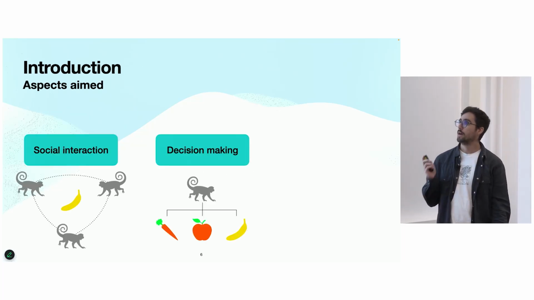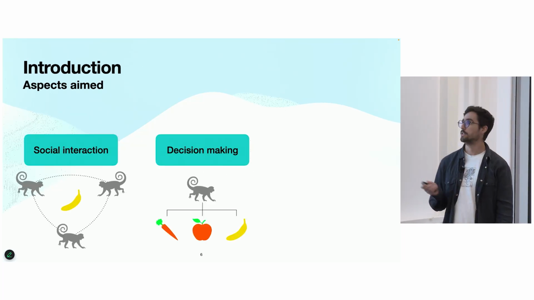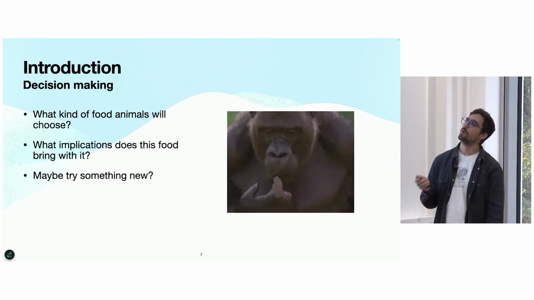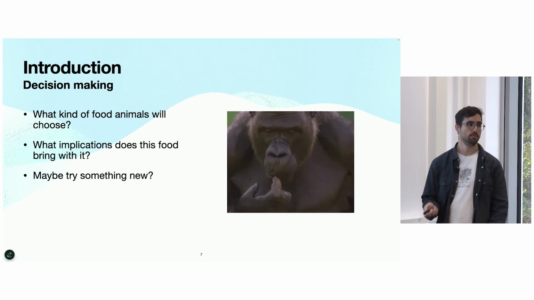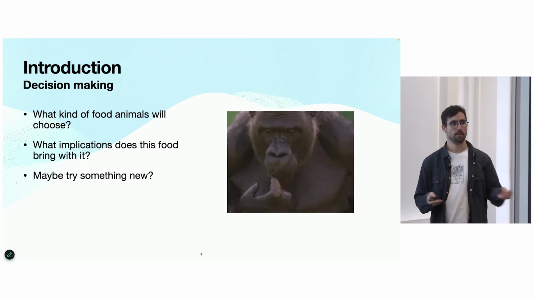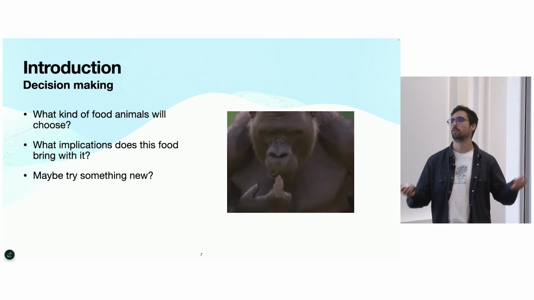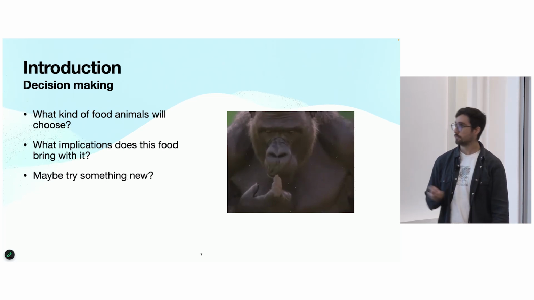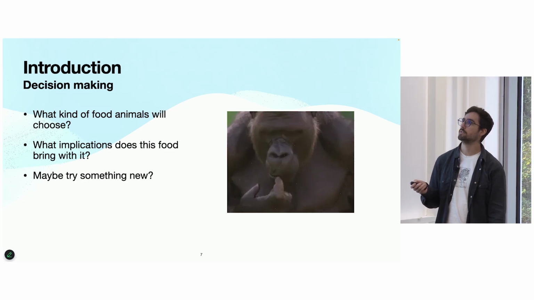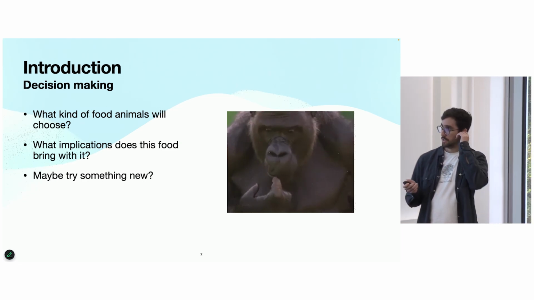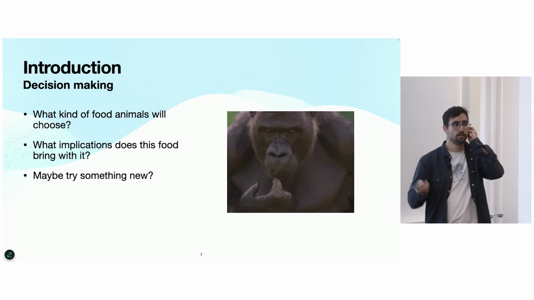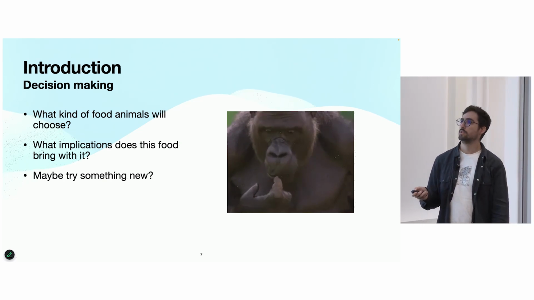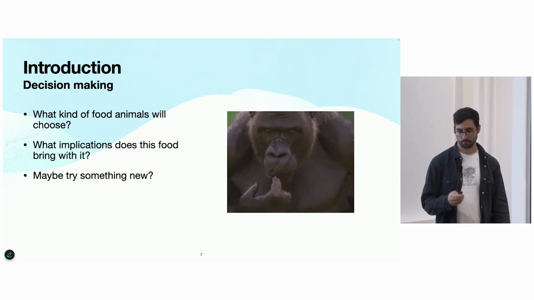Another aspect that we can study is decision making, and when I say decision making, I'm talking about what kind of food the animals choose, obviously if they have the opportunity to choose, because we know that in the wild, the animals have to eat whatever is nearby. Another question is what implication this food brings with it. The animal has to go to another territory to get the food or something like that. And maybe the animal just wants to try something new.